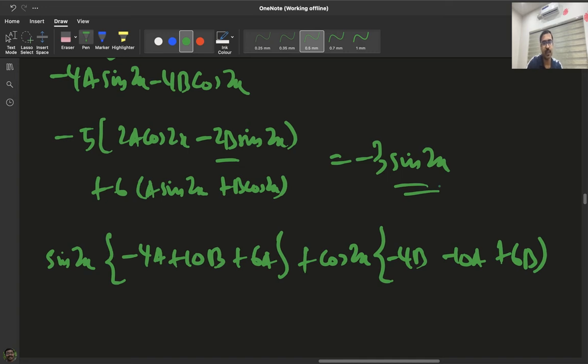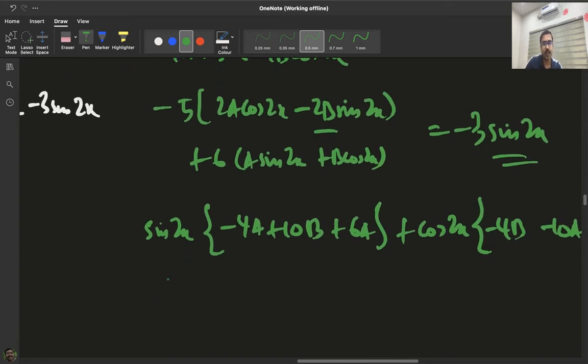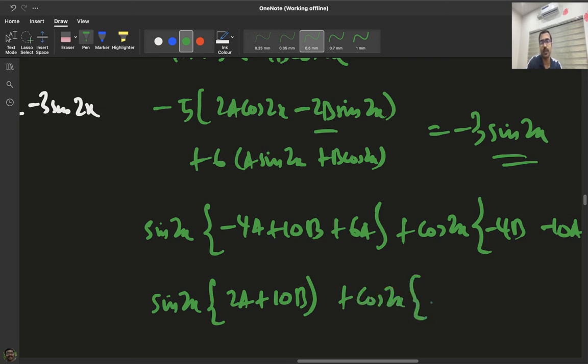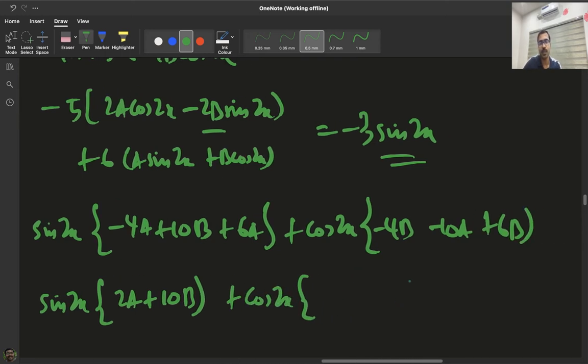So let's simplify this here. Your sin 2x will be sin 2x into 2A plus 10B, plus cos 2x into, what is coming here? It is 2B minus 10A, right? I hope it is correct. Correct me if I am wrong.